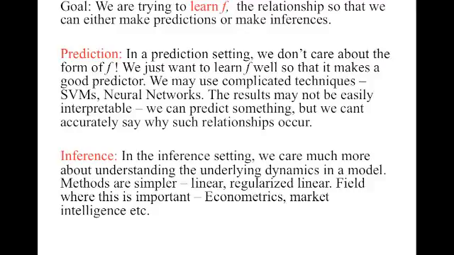In the inference setting, we just want to understand the relationship and to be able to make qualitative judgments about it. In this case, we will use simpler methods so that we can actually understand the underlying relationship. In some of the complicated methods such as SVMs or support vector machines and neural nets, one does not really understand what the actual functional form of f is.